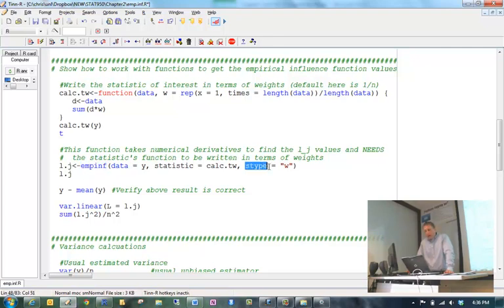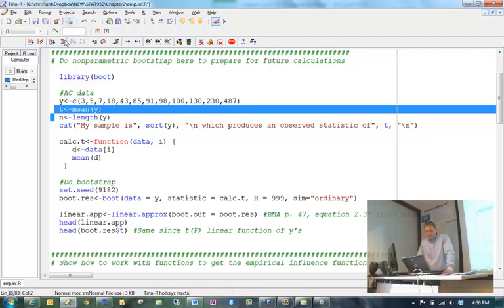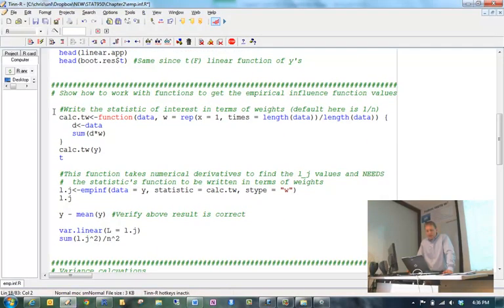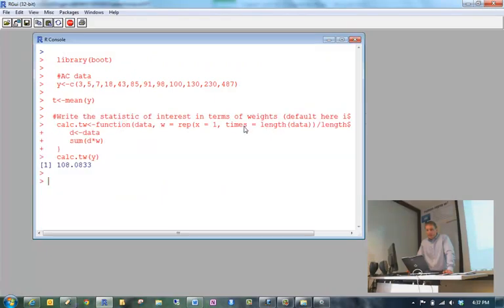This stype argument stands for statistic type. I'm working with weights, so it's a function that's written in terms of weights. Just to verify to begin with that this function gives me the same result as if I didn't write it in terms of weights: if I just run it with my data, I get 108.08. I did the mean of y, 108.08.